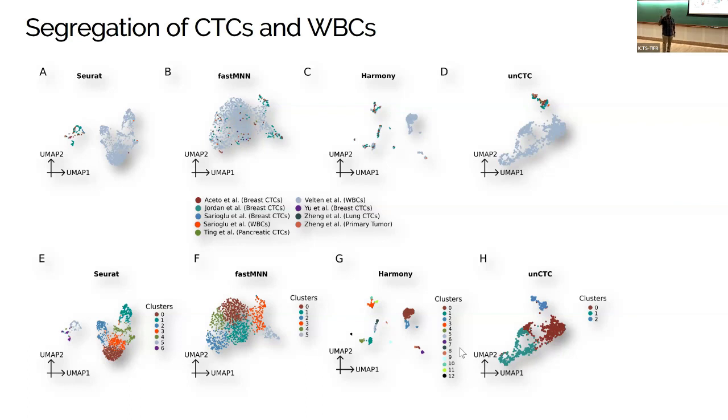There is another example in the paper where it does not do well. But here I have just shown the result where it does well. You can check the paper for the other one. But we also do pretty well here. If you see, all the circulating tumor cells are clubbed up together. And that's great. And these are coming from different studies, and there's a clear segregation.